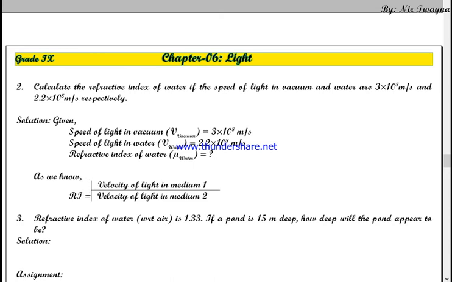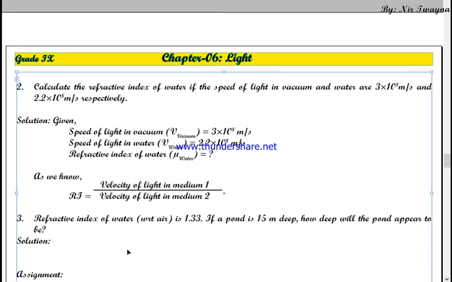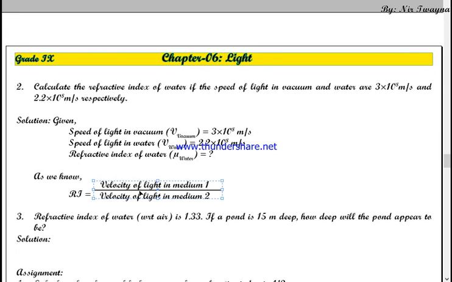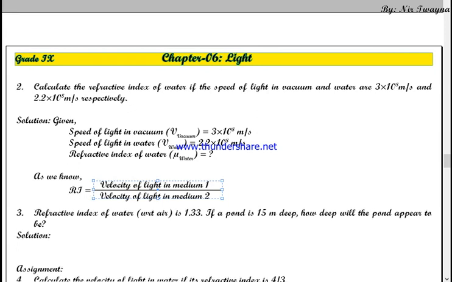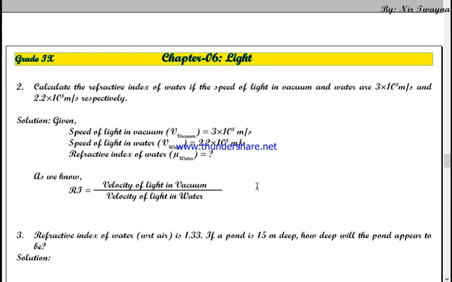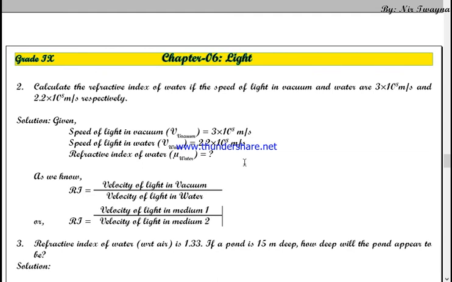Ri is equal to velocity of light in medium 1 by velocity of light in medium 2. Now tell me, what is medium 1 in this particular question? It is vacuum. And what is medium 2? It is water. So velocity of light in vacuum by velocity of light in water. Ri is equal to, once again we need to copy this, we need the fraction.